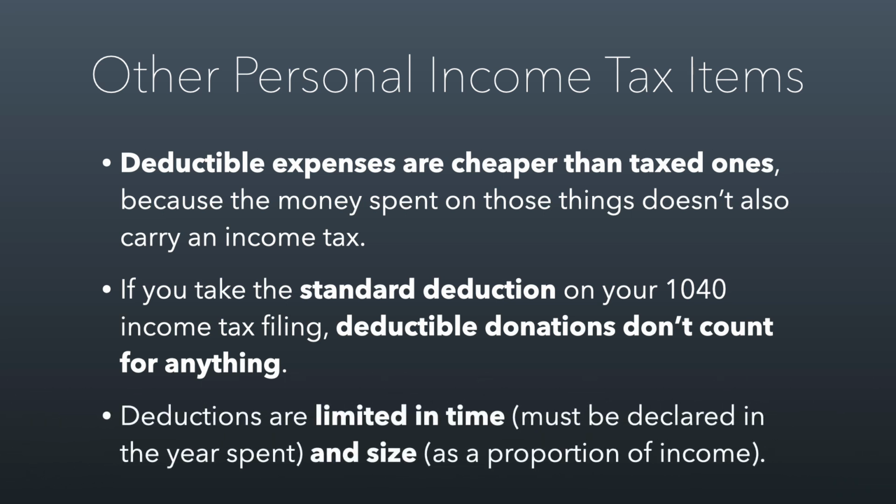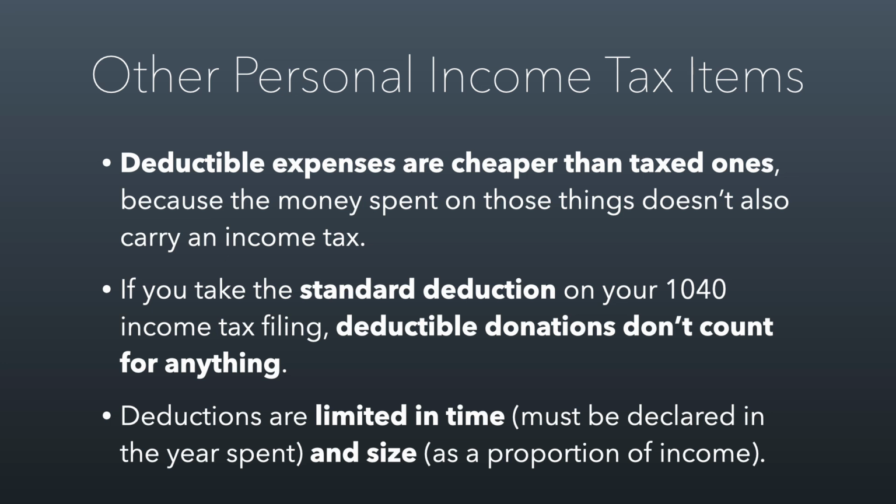Another important thing to consider is that deductions, when they happen, both for charity and for other things, are limited in time, which means that you have to declare them in the tax year where you spent the money. And they're limited in size, which means usually they're limited as a percentage of your income, for example. And so you can't give 100% of your income to charity and then deduct 100% from your income for tax purposes. You have a limit on how much you can deduct as a charitable donation from your total income. And so you're never going to be able to give it all to charity and then pay zero taxes. That just doesn't work that way.